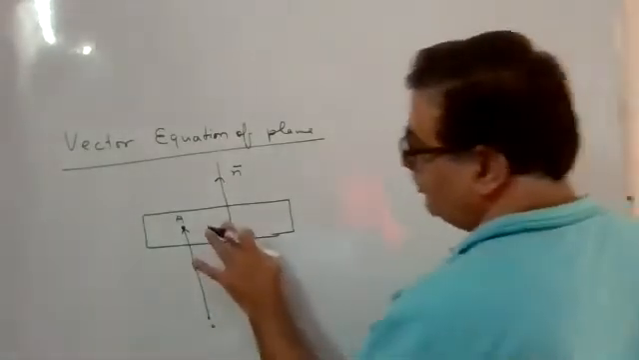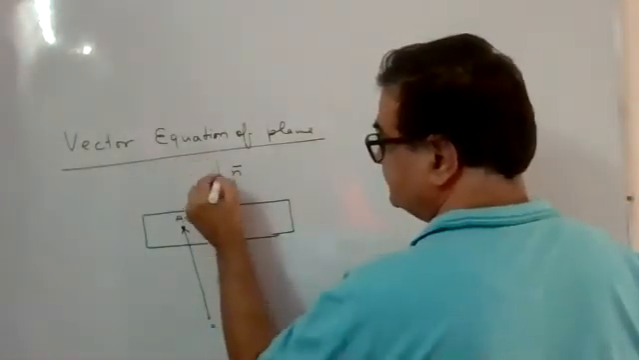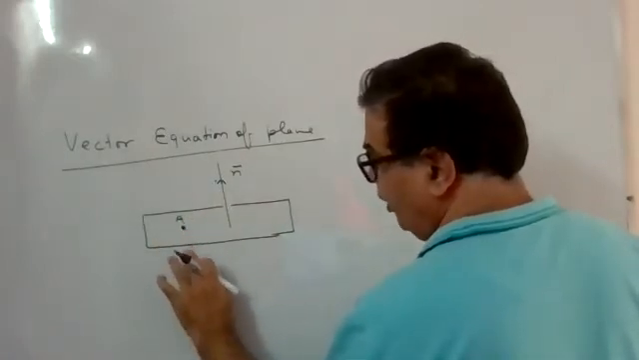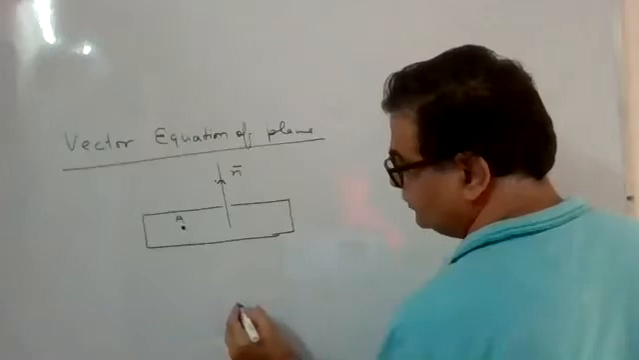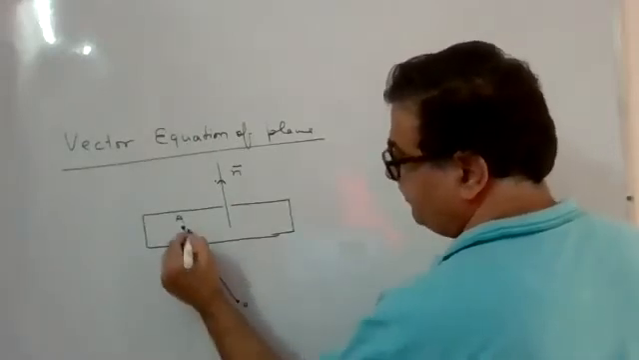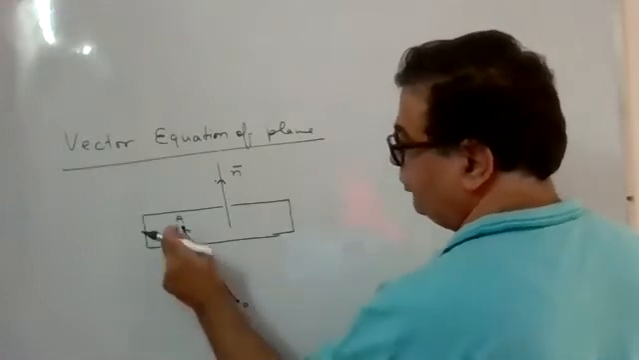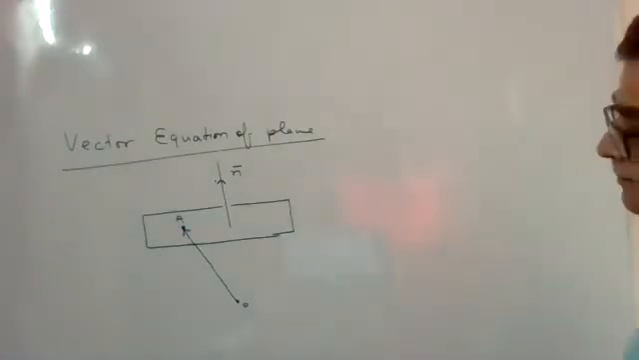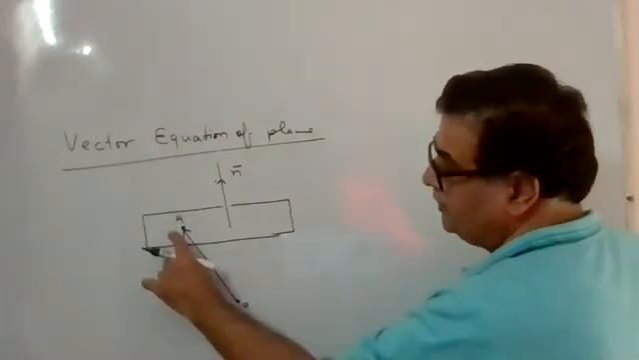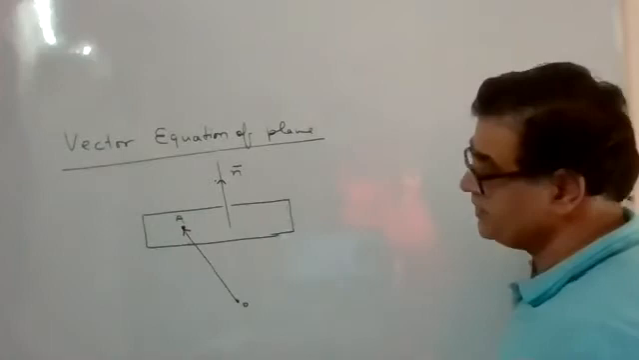So n is the normal to the plane and A is the position vector of a point. Let the origin, थोड़ा सा मैं और चेंज कर देता हूँ ताकि एक सी लाइन नहीं दिखे. ये आपका origin है, ये point A है. So position you got. Now I want the equation of this plane. You know this point, you know the normal. So two informations are known.